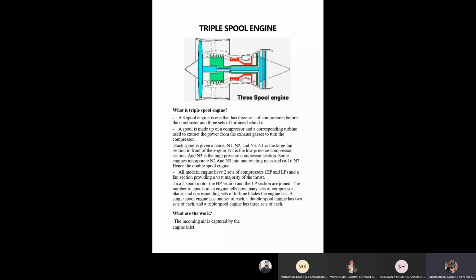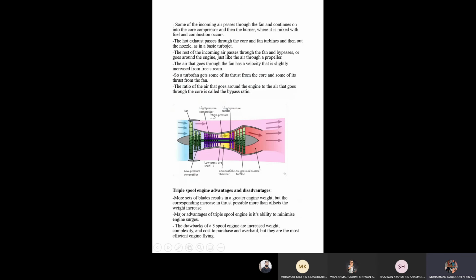The rest of the incoming air passes through the fan and bypasses, or goes around, the engine just like the air through a propeller. The air that goes through the fan has a velocity that is slightly increased from free stream. So a turbofan gets some of its thrust from the core and some of its thrust from the fan. The ratio of the air that goes around the engine to the air that goes through the core is called the bypass ratio.